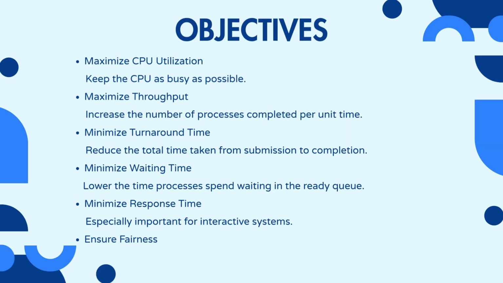Now let's talk about the primary goals of CPU scheduling and its objectives, which includes maximizing CPU utilization, which means keeping the processor busy as much as possible. At the same time, the scheduler tries to maximize throughput or the number of processes completed in a given time. Minimizing turnaround time, which is the total time a process takes to finish, is also important to improve user experience. Additionally, the scheduler aims to reduce waiting time, the time a process spends waiting in the ready queue, and response time, which is especially critical for interactive systems where quick feedback is expected. Finally, fairness is key, ensuring no process is starved of CPU time.